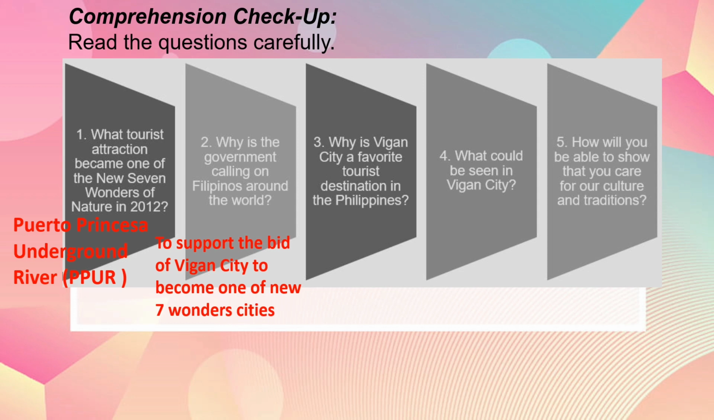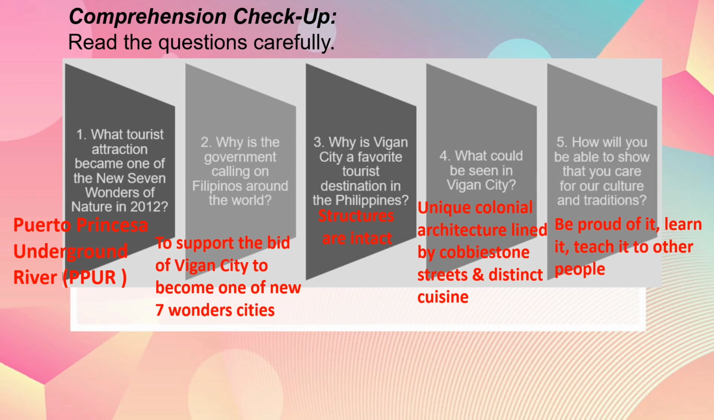Number 3. Why is Vigan City a favorite tourist destination in the Philippines? Yes, correct, because its structures are intact. Number 4. What could be seen in Vigan City? We see a unique colonial architecture lined by cobblestone streets and distinct cuisine. And the last one, number 5. How will you be able to show that you care for our culture and tradition? Correct, to be proud of it, learn it, teach it to other people.